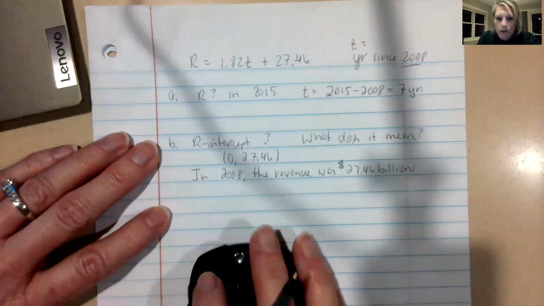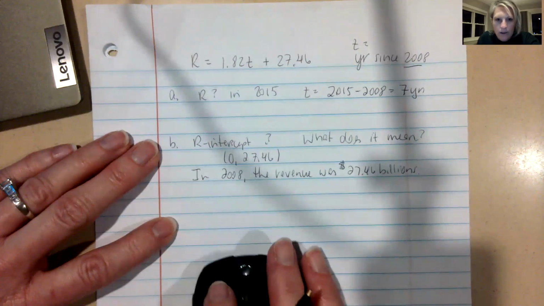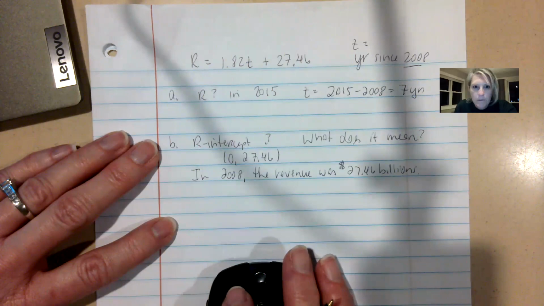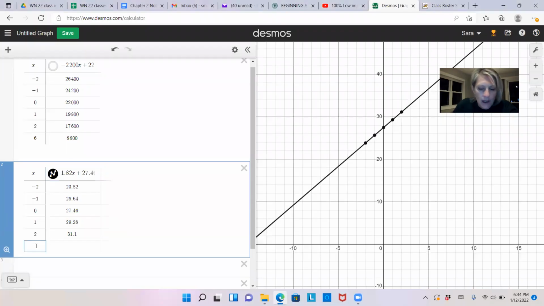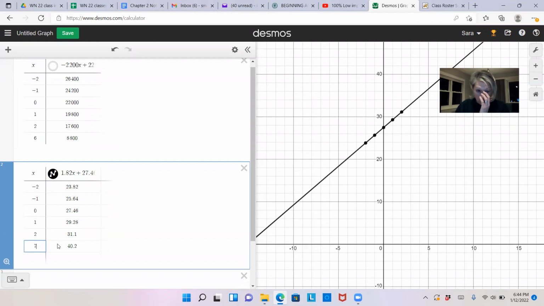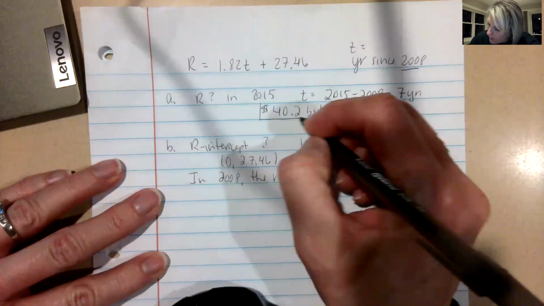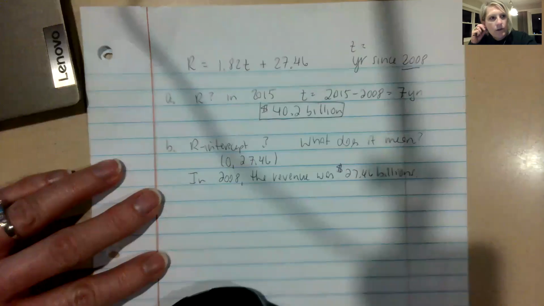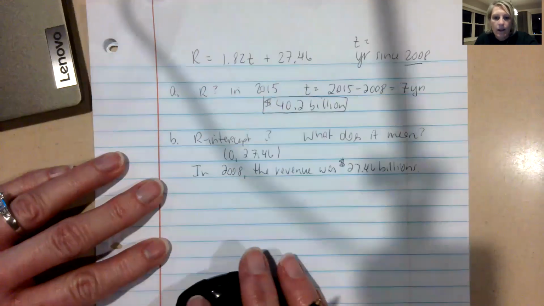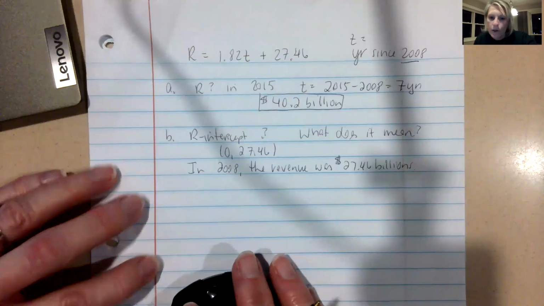So we're going to go to Desmos and look at when X is 7 years here. I can put 7 right in my table and it will give me that value, which is amazing. So $40.2 billion. And then I'm going to show you my paper. So you can see, $40.2 billion is what we're estimating the revenue to be in 2015, which is 7 years later. So catch me back for some more interesting topics.